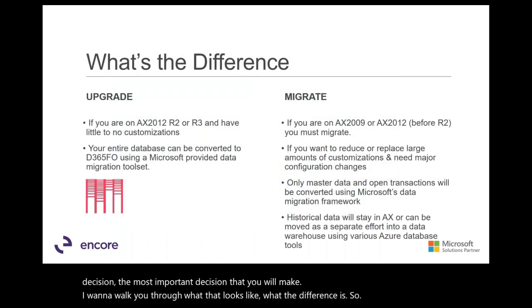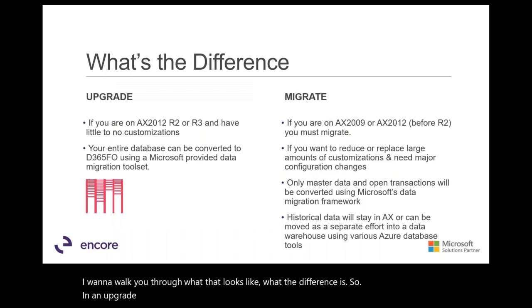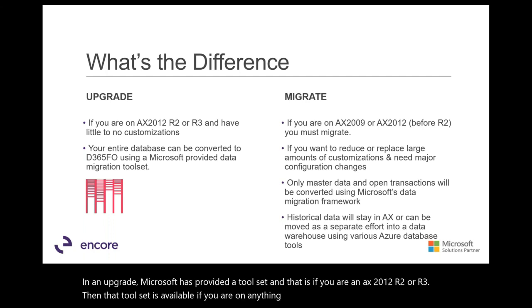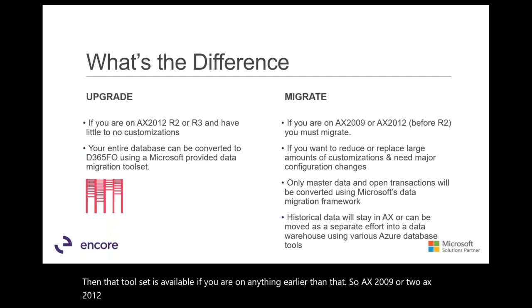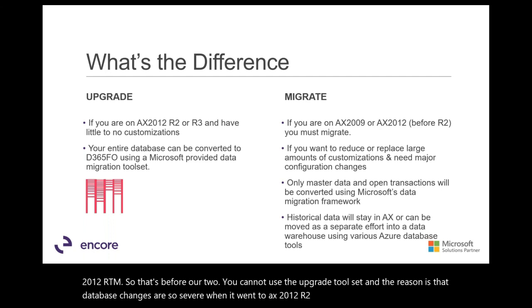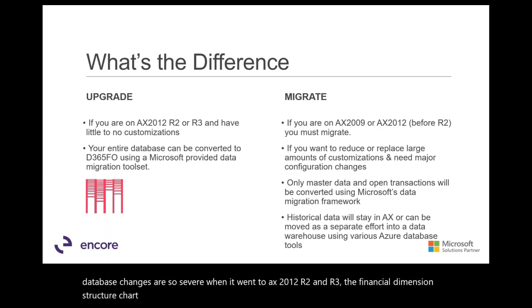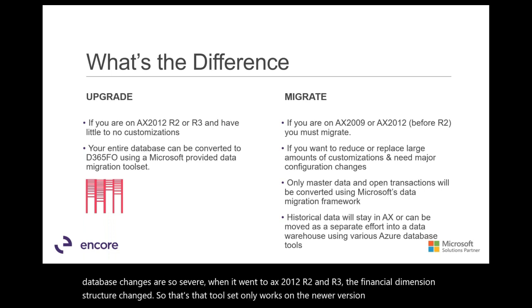So in an upgrade, Microsoft has provided a tool set, and that is if you're on AX 2012 R2 or R3. Then that tool set is available. If you are on anything earlier than that, so AX 2009 or AX 2012 RTM, so that's before R2, you cannot use the upgrade tool set. And the reason is that database changes are so severe. When it went to AX 2012 R2 and R3, the financial dimension structure changed. So that's why that tool set only works on the newer versions of AX 2012.